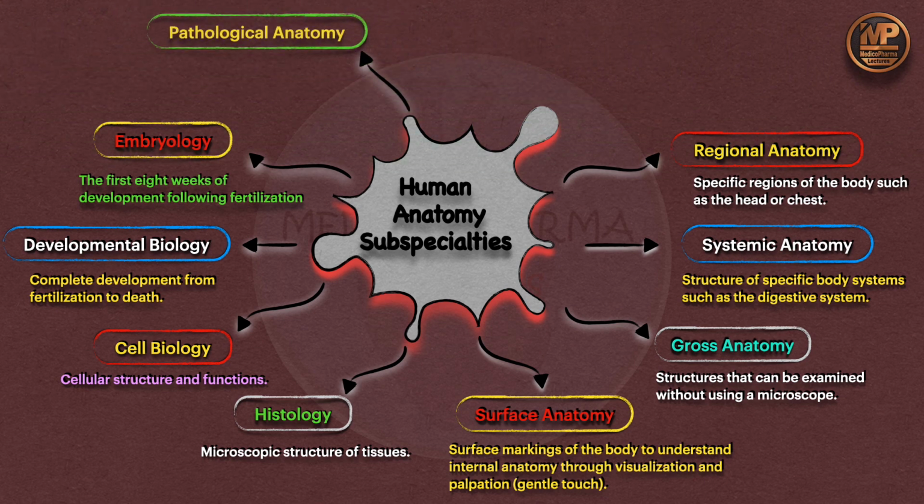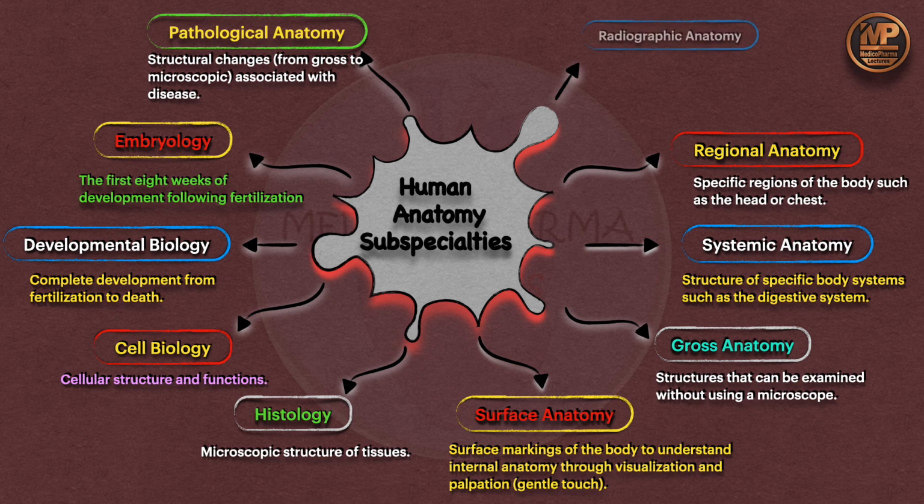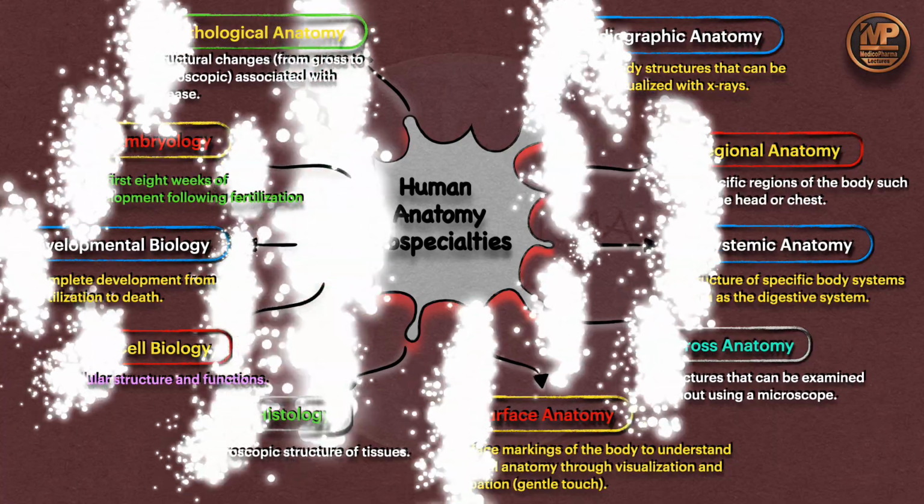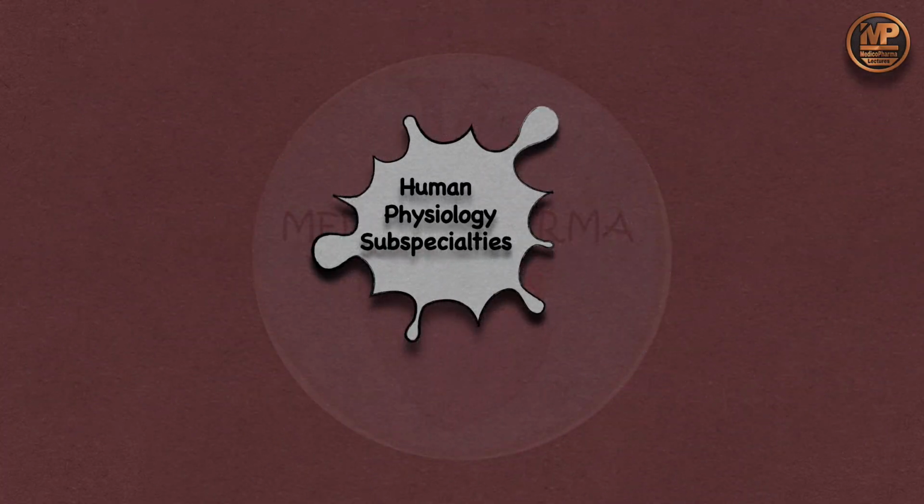Understood? Okay. Now coming to pathological anatomy, it is about all the structural changes from gross to microscopic which are associated with disease conditions, right? Now coming to radiographic anatomy, which you might know, it is the study of body structure that can be visualized with X-ray, right? So these are all the scopes of anatomy. Now we'll discuss the scope of human physiology.